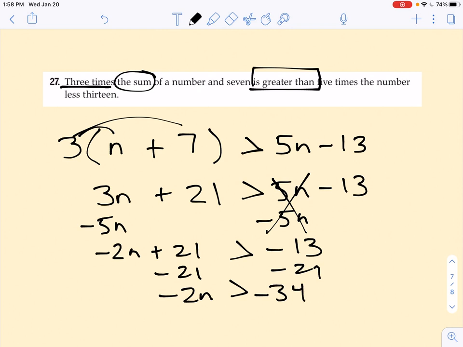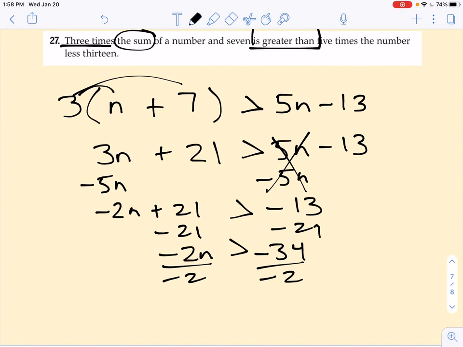And then we are going to divide both sides by negative 2, and because we are dividing by a negative number, and I hope we remember this, we're now turning this thing around. So we got n is less than, and then negative 34 divided by negative 2 is positive 17. Because 34 divided by 2 is 17, and a negative divided by a negative is a positive. So in order for this to be true, n has to be less than 17.